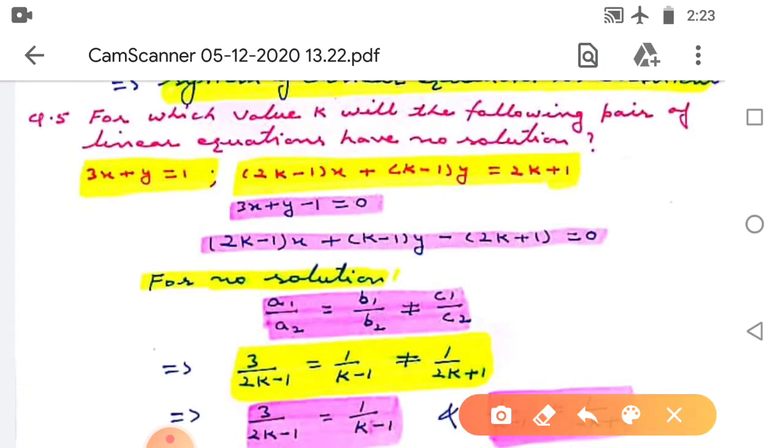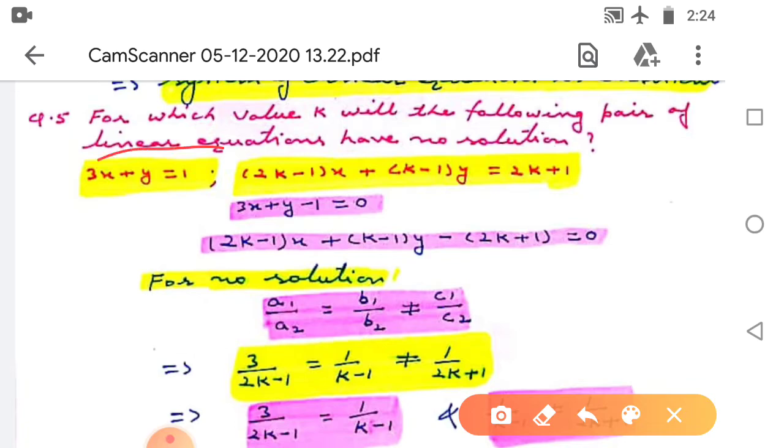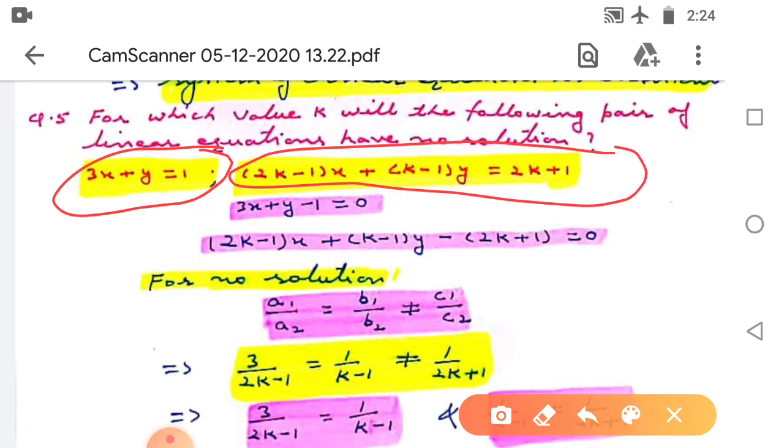in this video, right? For which value of k will the following pair of linear equations have no solution? Now no solution. Okay, value of k needs to be found. So the equations are 3x plus y is equal to 1, and the second equation is (2k minus 1) into x plus (k minus 1) into y is equal to 2k plus 1, right?